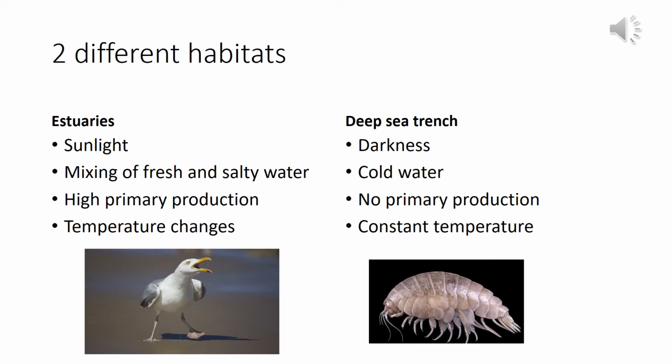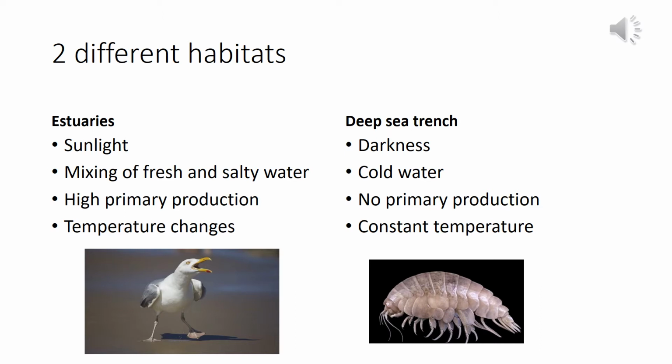And here I just give an example of 2 different species in 2 different habitats. We have a large seagull and a small marine crustacean. The seagull lives in the estuaries, which is a habitat with a lot of sunlight. There's mixing of fresh and salty water. There's a high primary production due to photosynthesis, and the temperature and also salinity will change during the day and during the year. And not stated here, also, you don't have the high pressure you find in the marine trench. So a seagull living here will be adapted to this kind of habitat.